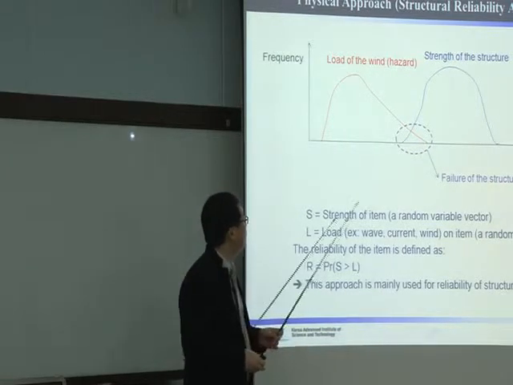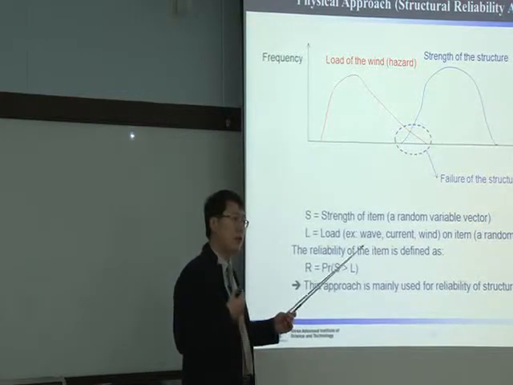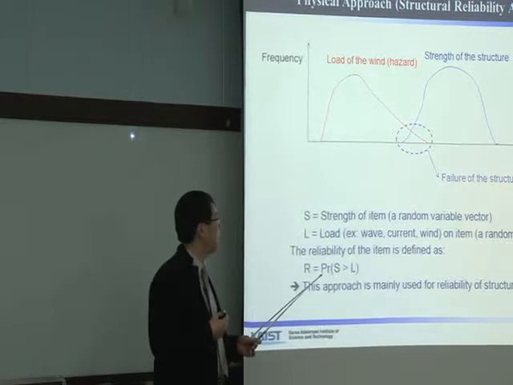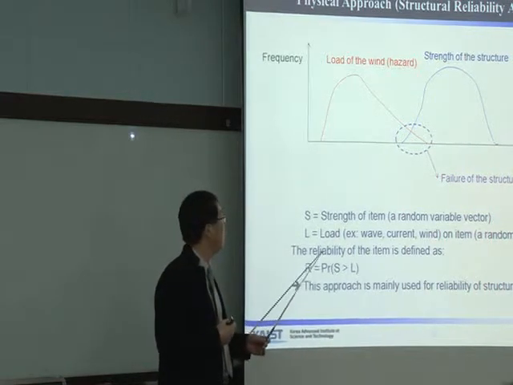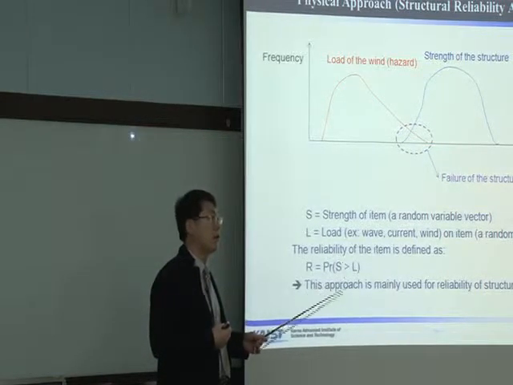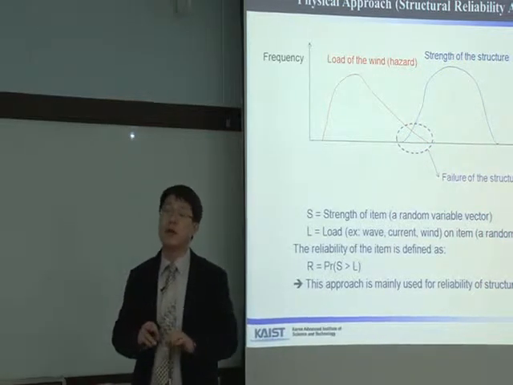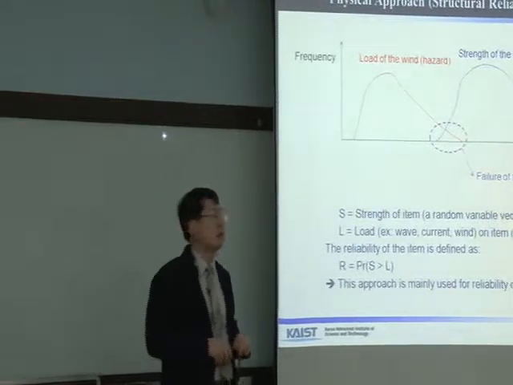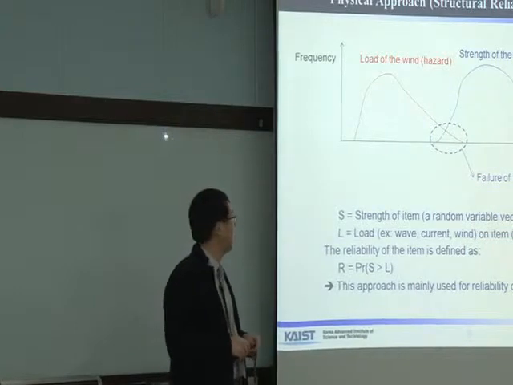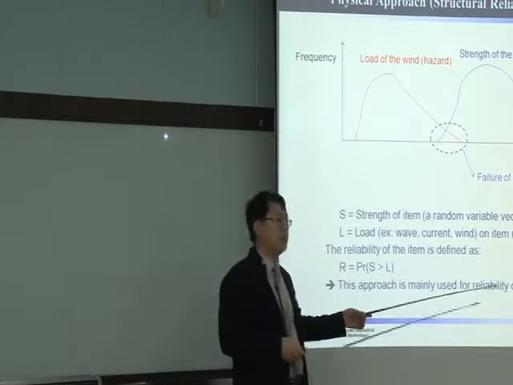So the reliability of this structure is defined as, the reliability is the probability. PR means probability that strength is greater than the load. This is a kind of criteria for the stability of the structure. Is it clear to all of you? Yeah, it's very clear. So this approach is mainly used for reliability of the structural element.